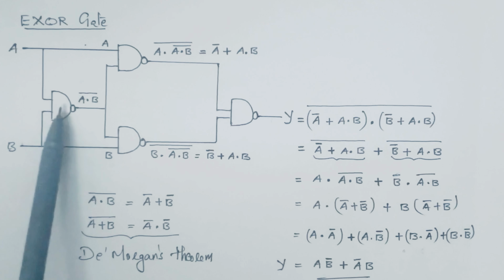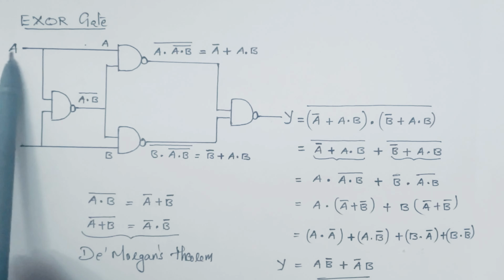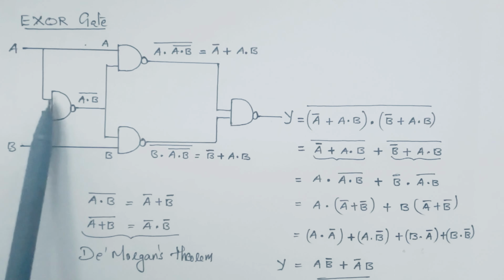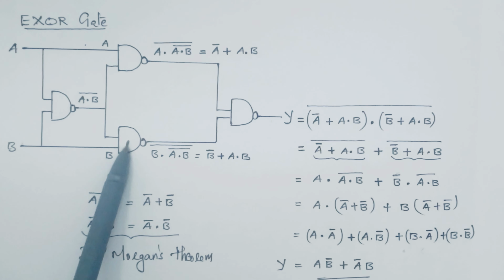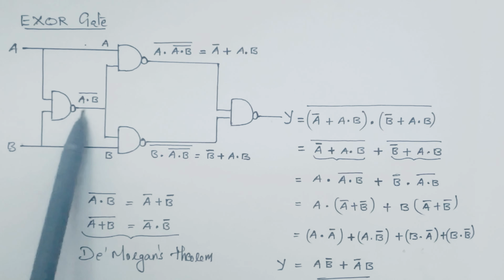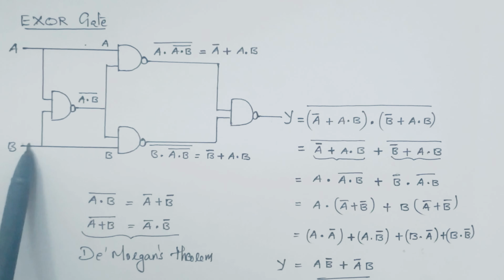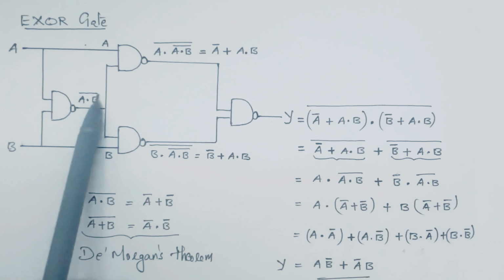Now we will see the circuit step by step. A input is given to this first NAND gate and also to the second NAND gate, and B input is also given to the first and this third NAND gate. So here the output of this first NAND gate, whose inputs are A and B, will be A dot B the whole bar.